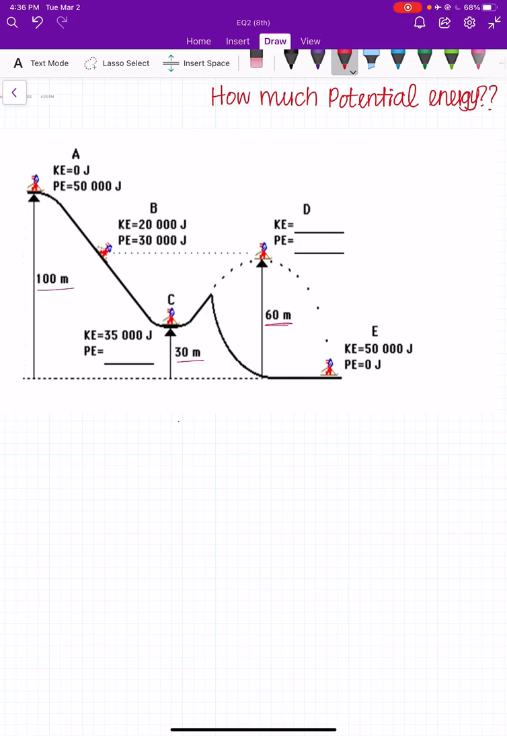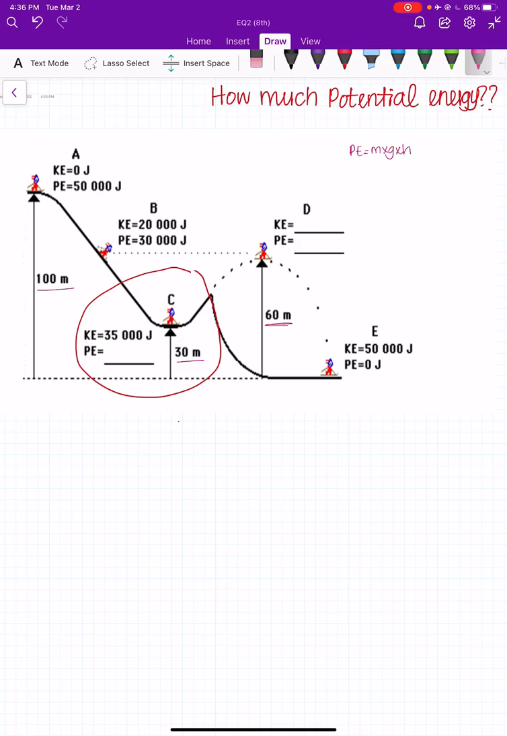Okay, so let's start with question 2b. Question 2b says, use the data in the diagram to determine the amount of potential energy the snowboarder has at position C. So here's position C, right? And so the first thing you're going to think is, oh, maybe I need to calculate it. So I know potential energy is mass times gravity times height.